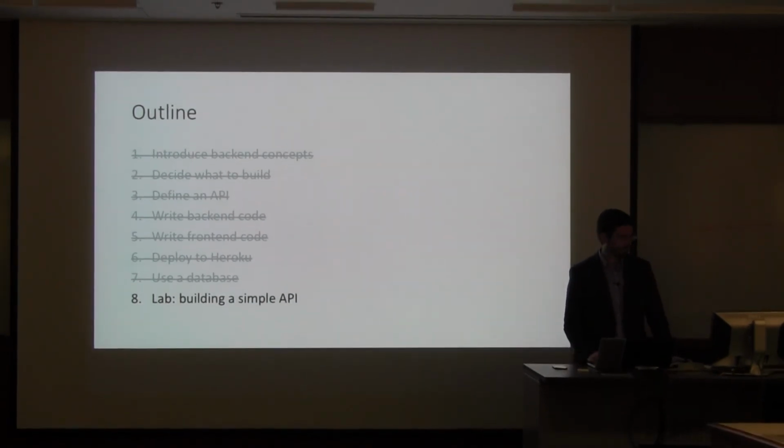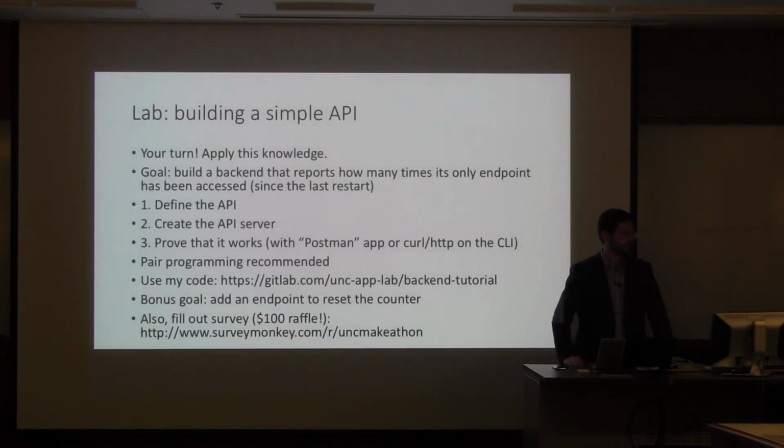We've got about 20 minutes left, and it's your turn to write an API. Your mission, should you choose to accept it, is to build a backend that reports how many times its only endpoint has been accessed. And I'm going to say since the last restart, meaning you don't have to worry about doing a durable database like MongoDB. You can just store things in memory like I did here. So the first time you request it, it can return 1. The second time, it'll return 2. The third time, it'll return 3.